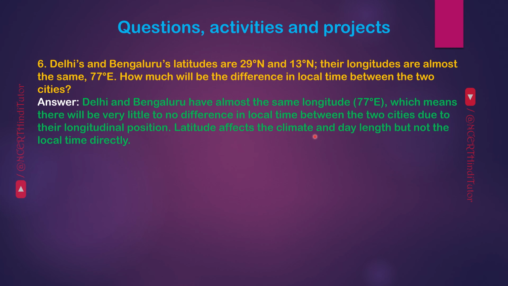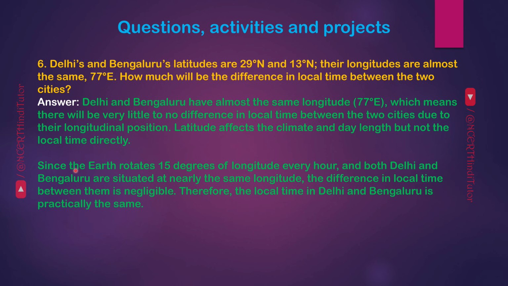Latitude affects the climate and day length but not the local time directly. Since the earth rotates 15 degrees of longitude every hour and both Delhi and Bengaluru are situated at nearly the same longitude, the difference in local time between them is negligible. Therefore, the local time in Delhi and Bengaluru is practically the same.